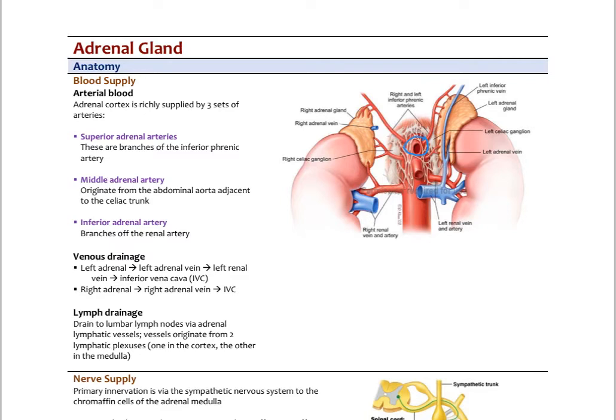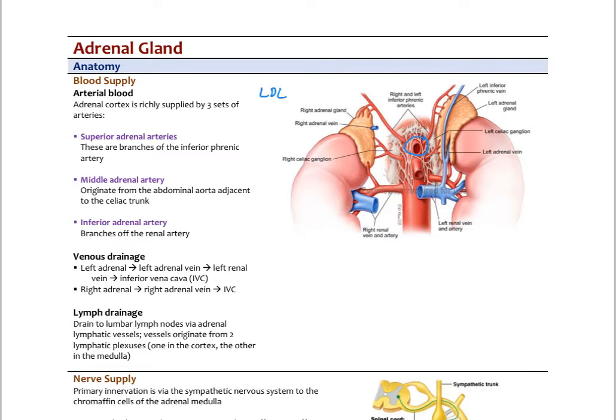the inferior phrenic artery, and then the middle adrenal artery originates just adjacent to the celiac trunk off the aorta, and the inferior adrenal artery comes off the renal arteries on both sides. So very rich blood supply, and that's partly because the adrenals need a lot of energy to make these different steroids, and it's through the arterial blood that the majority of the cholesterol that the adrenals will use comes in, and that's in the form of LDL. So low density lipoprotein, we know this usually as the so-called bad cholesterol, but really what LDL is, is a lipoprotein to carry cholesterol from the liver to the different body tissues, and in this case, the adrenals.